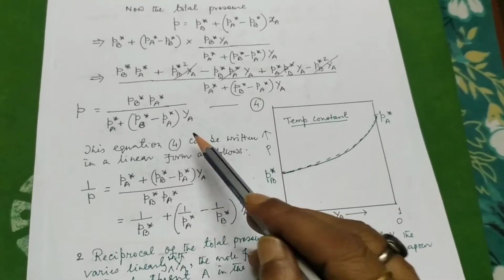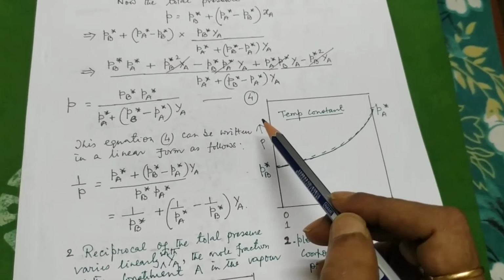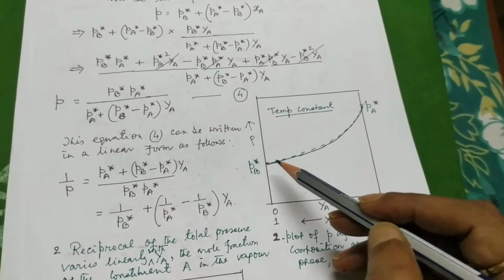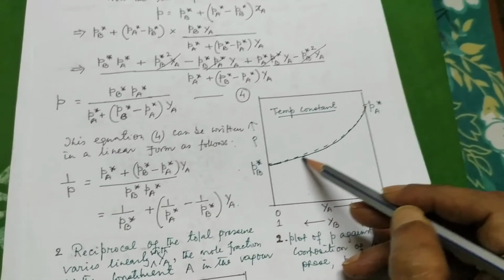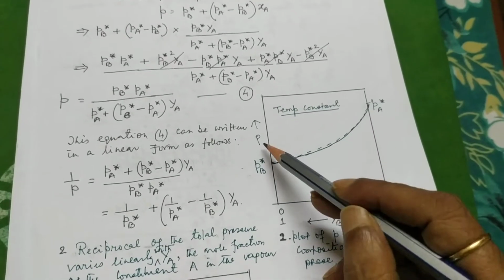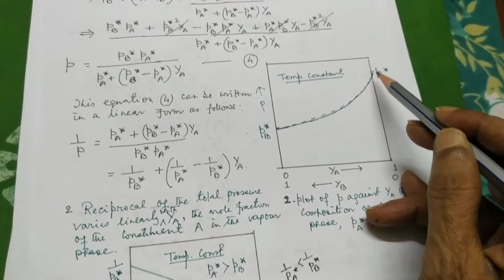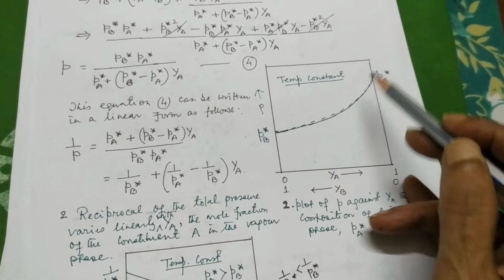Now from this equation, if we plot P against Ya, the total pressure P, then we will get a curve like this. This is not a linear curve.